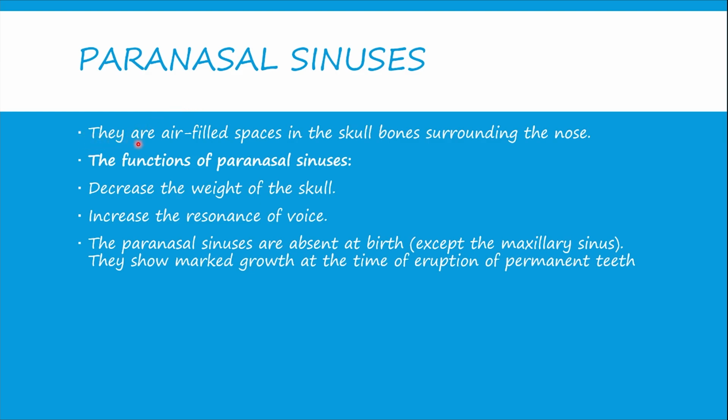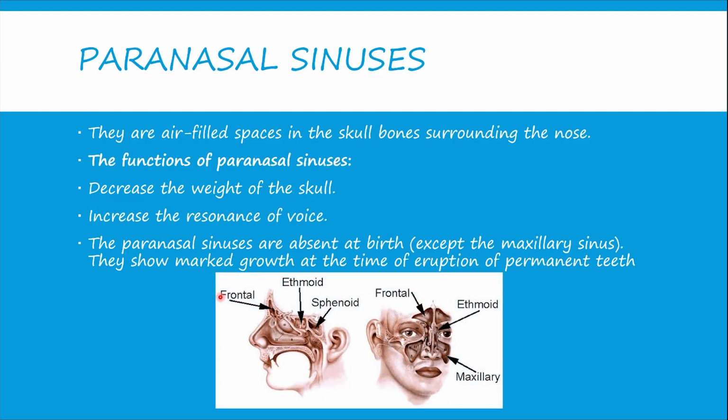What are the sinuses? They are air-filled spaces in the skull bones surrounding the nose. The functions of the paranasal sinuses are to decrease the weight of the skull and increase the resonance of the voice. The paranasal sinuses are absent at birth, except the maxillary sinus. They show marked growth at the time of eruption of permanent teeth. So there is the frontal air sinus, the ethmoidal air sinus, sphenoidal air sinus, and the maxillary air sinus.